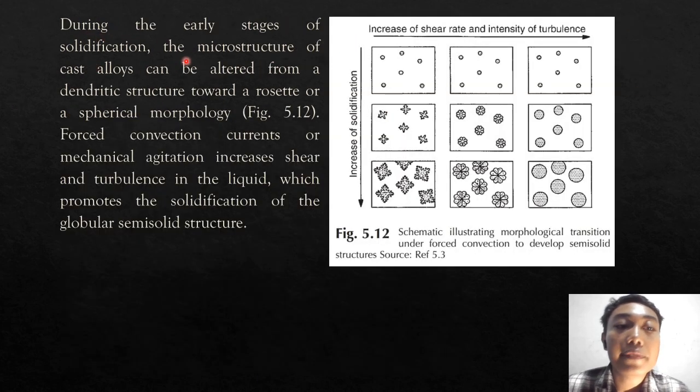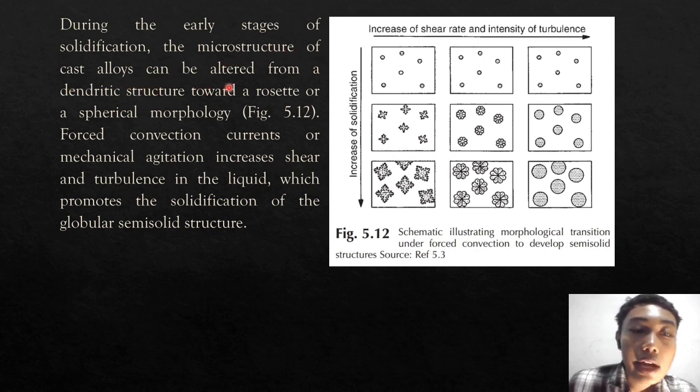During the early stage of solidification, the microstructure of the cast alloy can be altered from a dendritic structure toward a rosette or spherical morphology. Figure 5.12. This is Figure 5.12. Forced convection increases the mechanical engagement and turbulence in the liquid, which switches the solidification to a globular semi-solid structure.